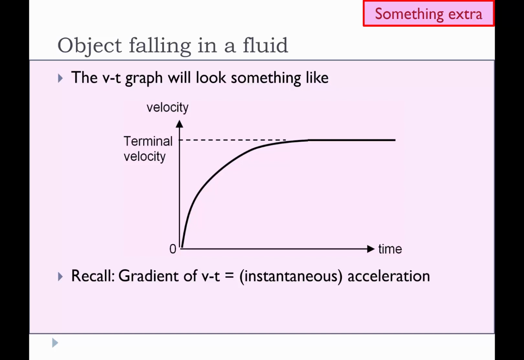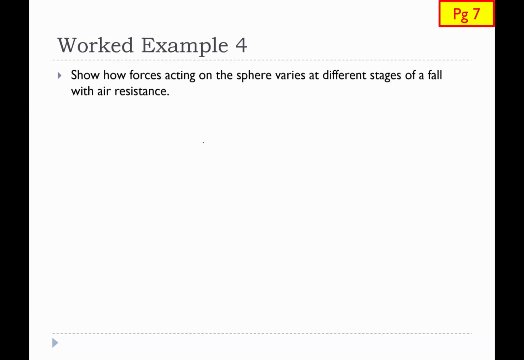So something for you to take note: if this is an object that falls from rest on Earth, you should see that this gradient should read 9.81, because that should be the gravitational acceleration. So this will help us to explain worked example 4, which shows how forces acting on the sphere vary at different stages of a fall with air resistance.